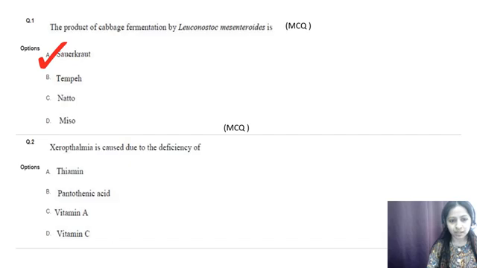Question number 2. Xerophthalmia is caused due to the deficiency of. So the options are thiamine, pantothenic acid, vitamin A and vitamin C. So over here your correct option is option number C, that is vitamin A. Deficiency of thiamine causes beriberi. Deficiency of pantothenic acid causes hypoglycemia, and the deficiency of vitamin C causes scurvy. So over here your correct option is option number C, that is vitamin A.